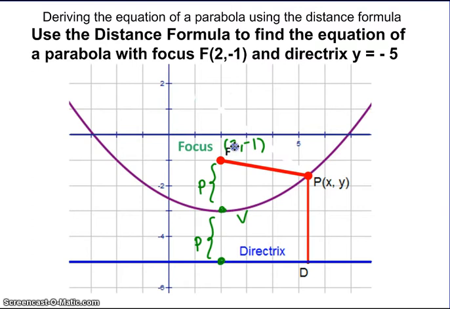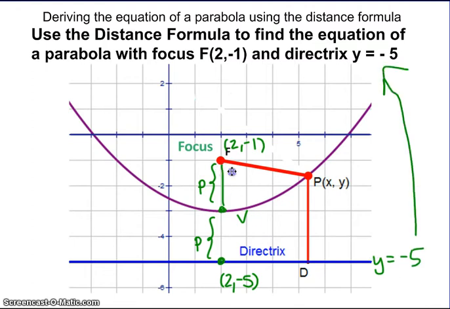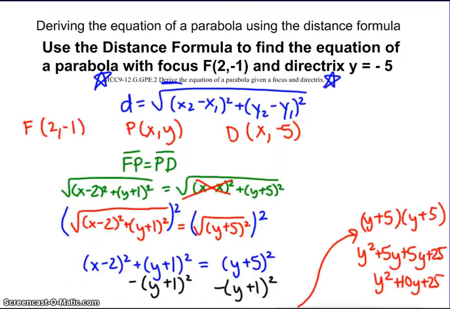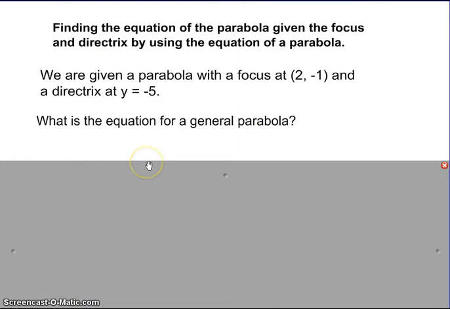So what we have here is (2, -1). And this would be (2, -5), because we know that this is y equals -5 from the problem. What I need to do is find the distance between the vertex and the focus. But the vertex is the midpoint between the focus and the directrix. So if I take the focus and this point on the directrix, (2, -5), and find the midpoint, that will be the resulting vertex. Okay? So let's do the same problem.